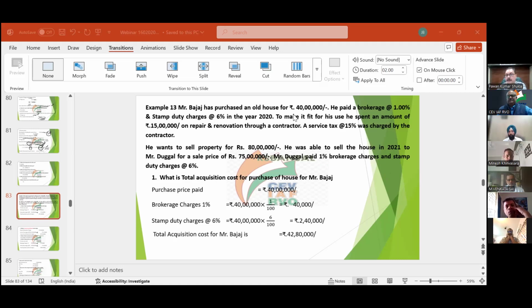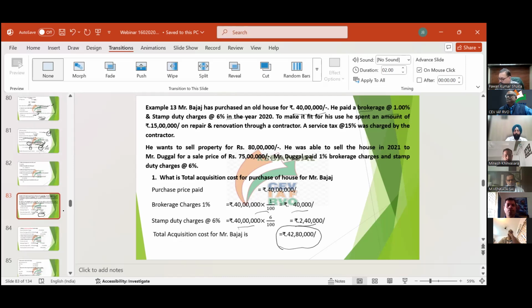40 lakh is the amount he has paid, plus 1% as brokerage charges, which means 1% of 40 lakh, 40,000, plus 6% as stamp duty of 40 lakh, which means 2 lakh 40,000. So the total cost of acquisition for Mr. Bajaj is 42 lakh 80,000.